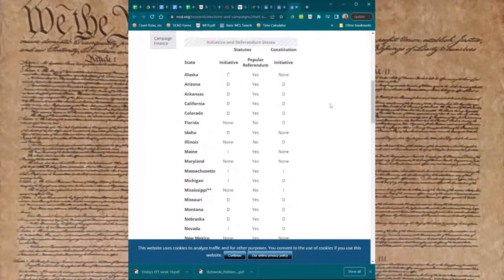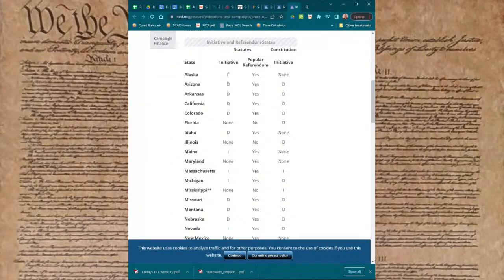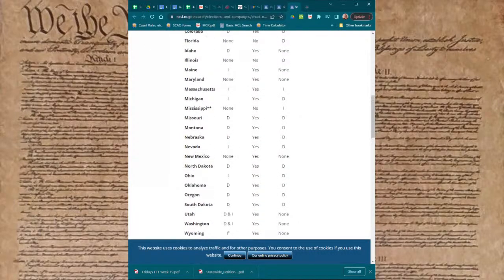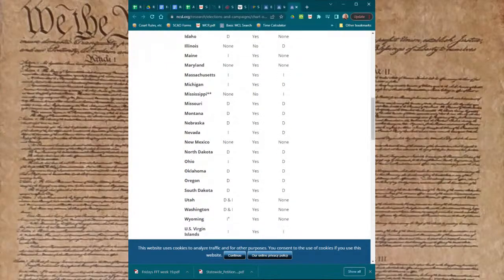The next resource here is the initiative and referendum states. This gives you information on which states here in the first column, and then the second column is indicating if that particular state has a direct or indirect ability to have a petition to create new state law. And it might be none, like in Florida, there's none, but quite a few states on this list do. There's also popular referendum. That's the one to undo legislation that has just been passed.